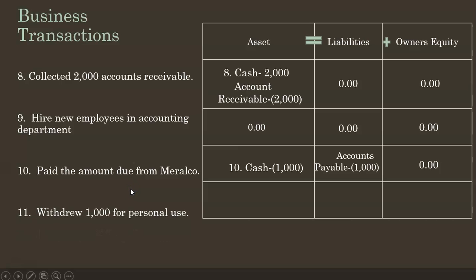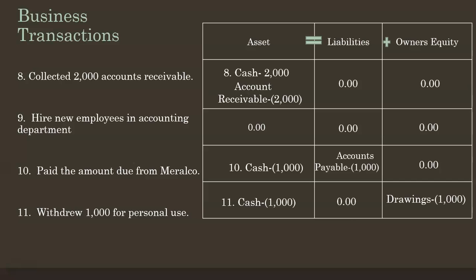Okay. So, let us now proceed to our business transaction number 11. Withdraw 1,000 pesos for personal use. So, nawalan ka ng cash dahil withdraw ni Mr. Cruz. Ano yung kapalit? Wala naman sa liability. Okay. For the owner's equity, meron kang drawings of 1,000 pesos. Close and open parentheses again ang drawings because ito ay nagde-decrease sa owner's equity. Yun ang kanyang effect. So, are we done? Yay! We are done with analyzing our business transactions.